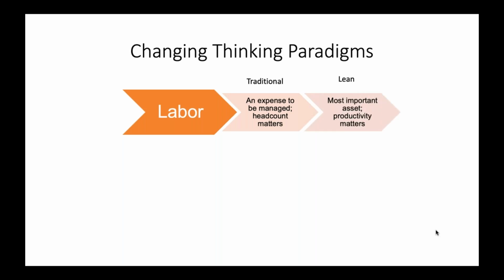lean organizations consider their people to be their most important asset. And if you ever look up the definition of an asset, people really fit that in the fact that they deliver value and they have utility over an extended period of time. So from a lean viewpoint, we think of labor as an asset, the people as an asset. And what matters is the productivity of the workforce over time.